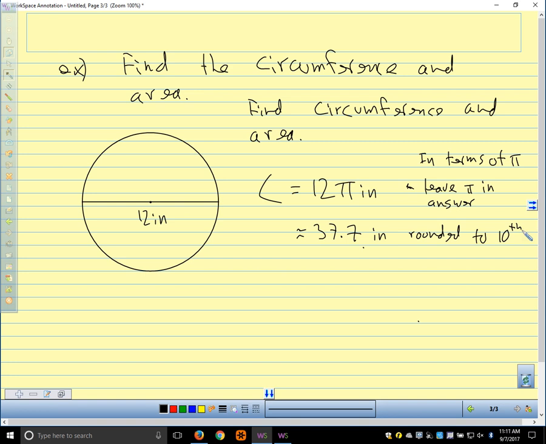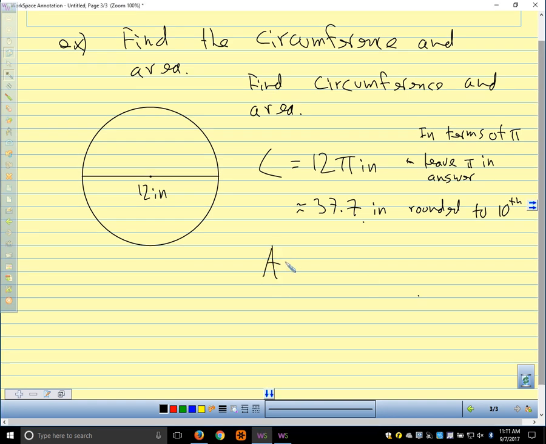So they'll ask you for the answers in different ways. Sometimes they'll say leave your answers in terms of pi. Sometimes they'll say round to the 10th or the 100th. All right, let's look at the area. The area we know is pi times the radius squared. What's the radius? 6. Got to be careful.